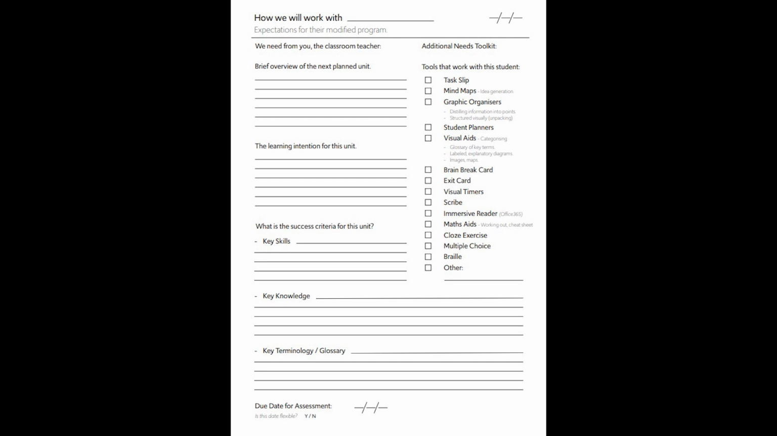The success criteria for this unit is really valuable information for us to support the teacher. So we're looking for what the key skills, key knowledge and key terminology are. Now with this, keeping in mind that some of these kids that need their work modified could have an intellectual disability and do fall outside of the standard curriculum, sometimes quite significantly.